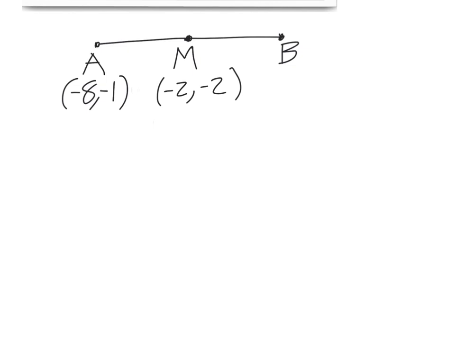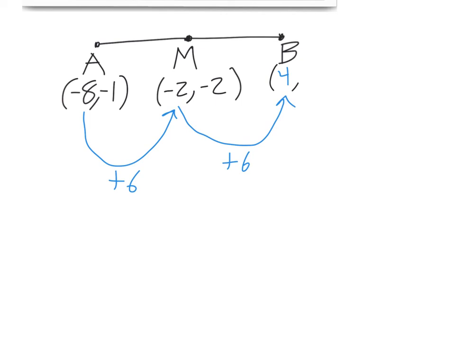So let's go from x to x. From negative 8 to negative 2, we are adding 6. We're going to keep that going to figure out the x coordinate of B, so we add 6. Negative 2 plus 6 gives us 4. So the x coordinate of B is 4.